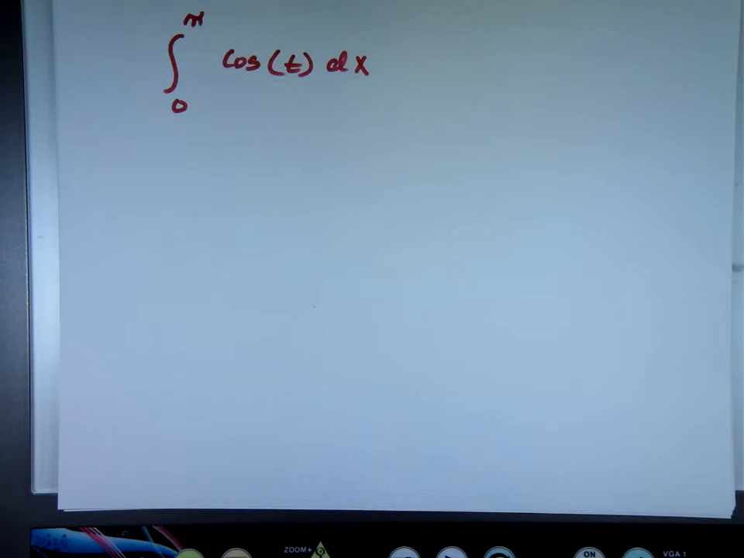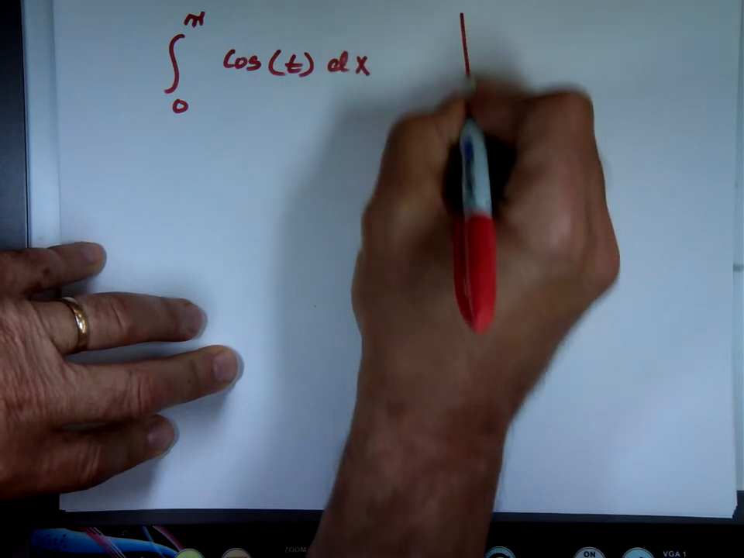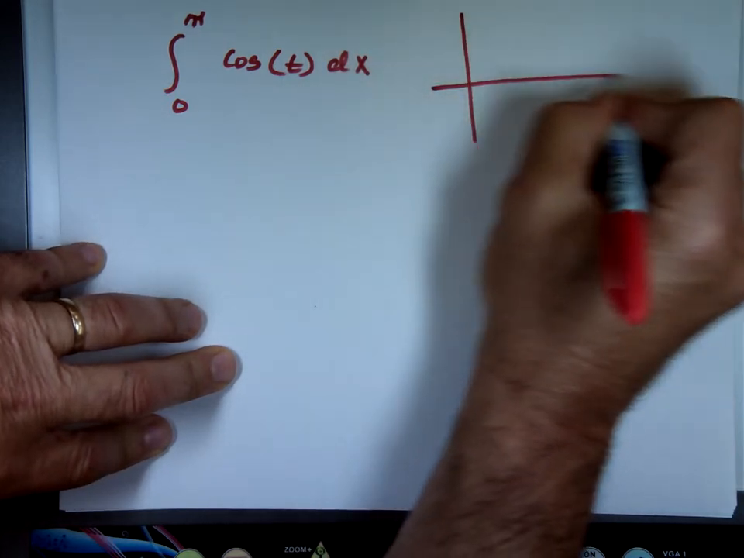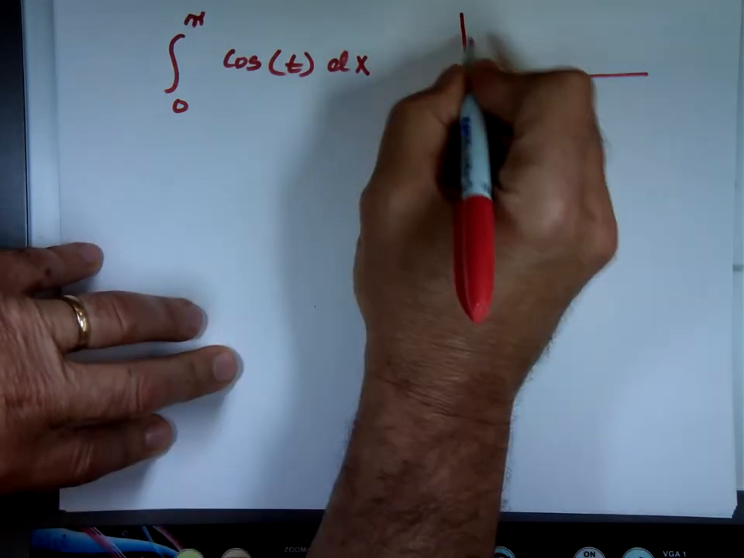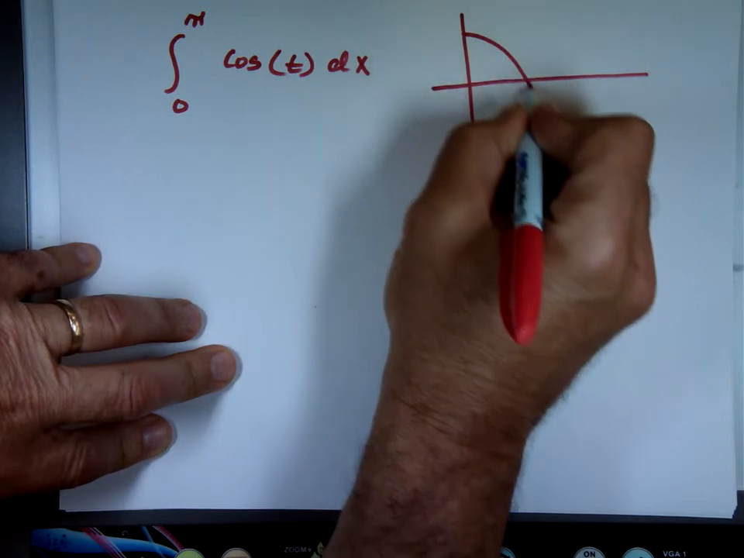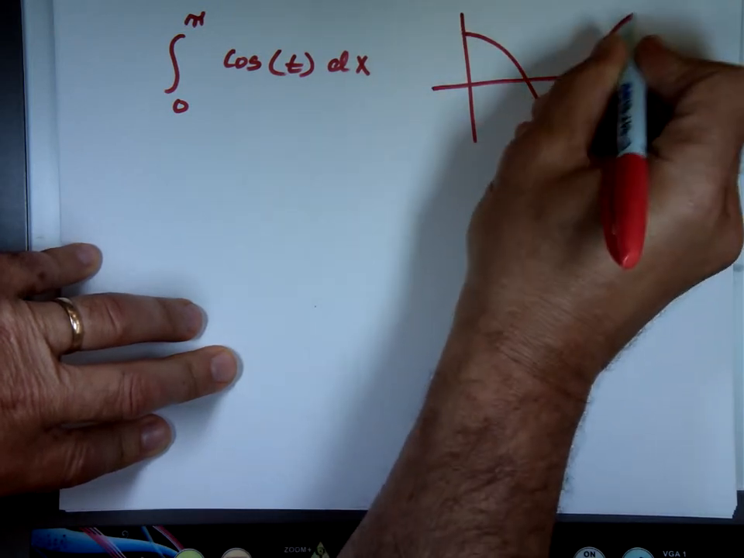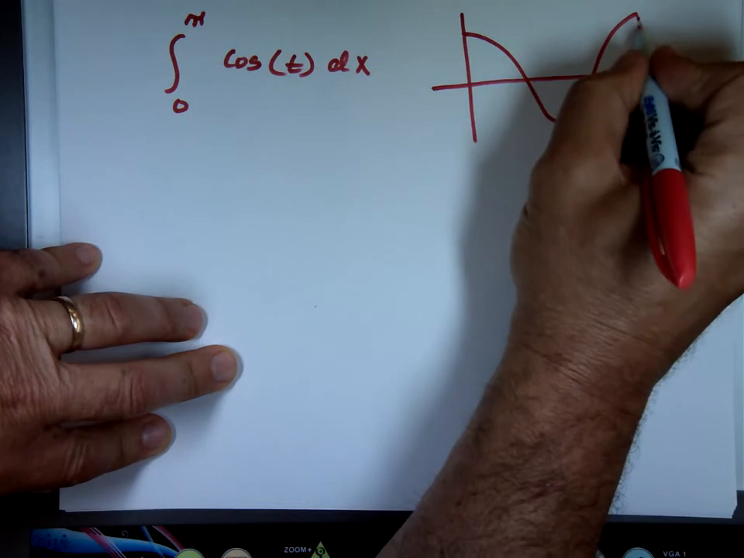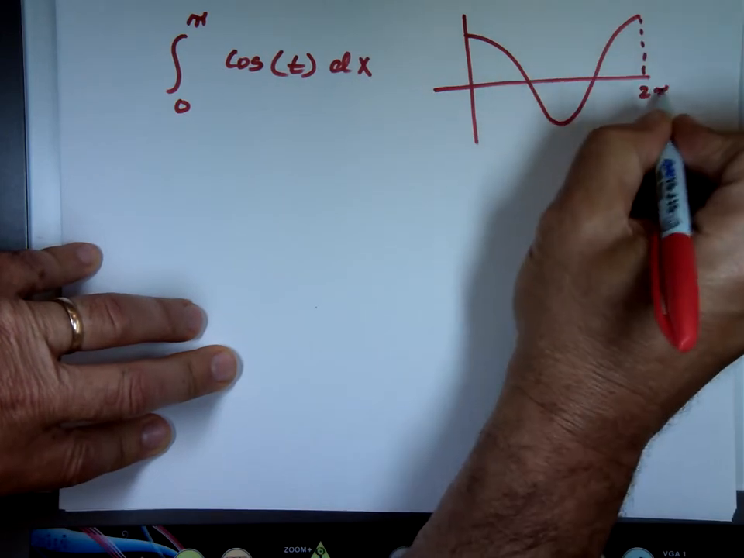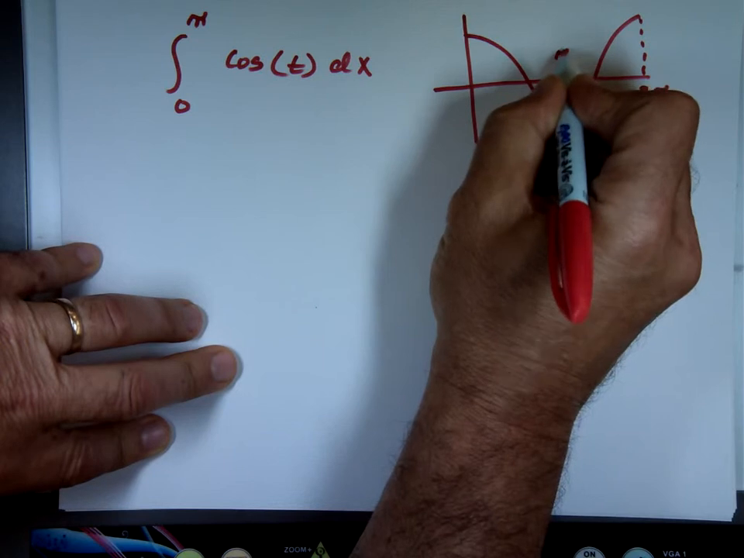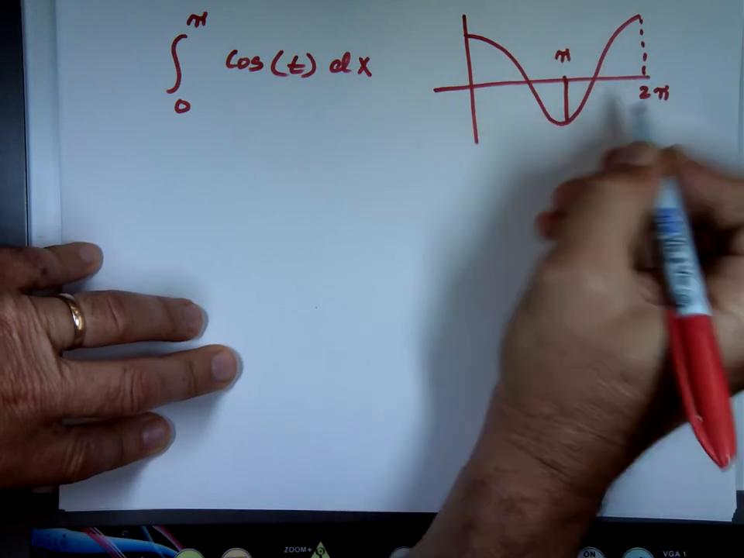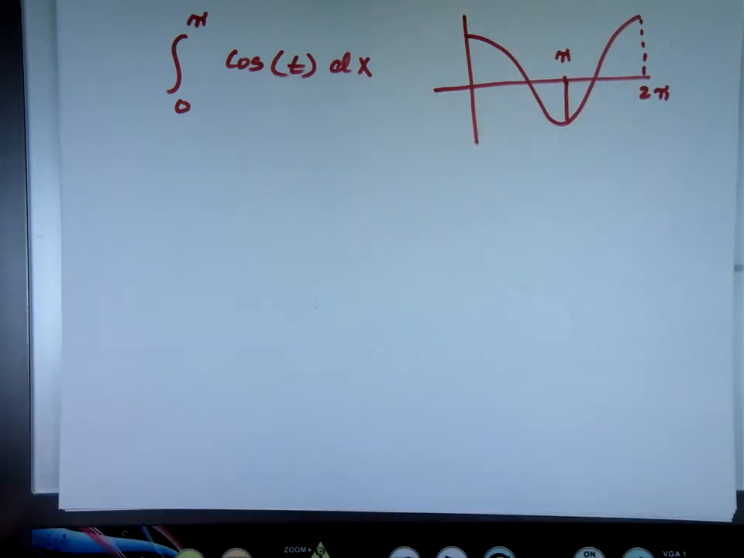If I go from 0 to pi, I don't even have to do the problem. Why? If I graph the cosine, let's look at the cosine. Cosine looks like this, the cosine function. Right? This is the 2 pi, and this is pi. If the question didn't say find the area, just integrate that to go from 0 to pi, guess what they wanted? They wanted this one.